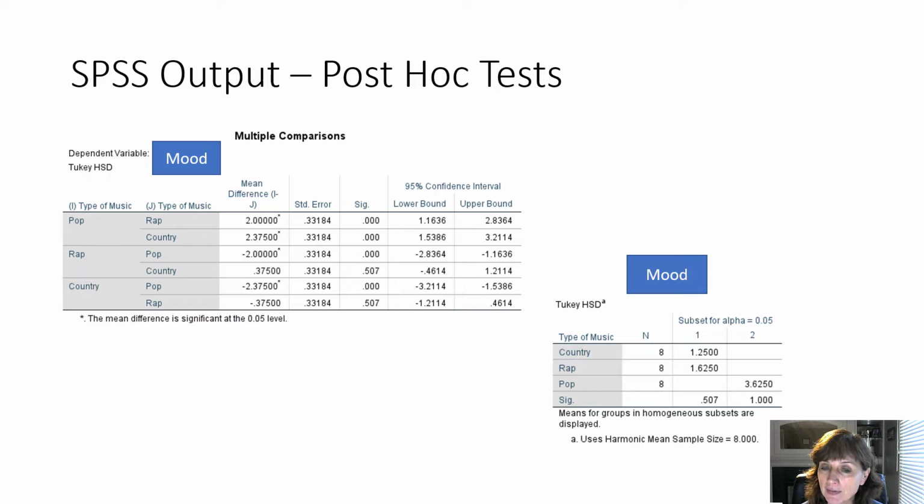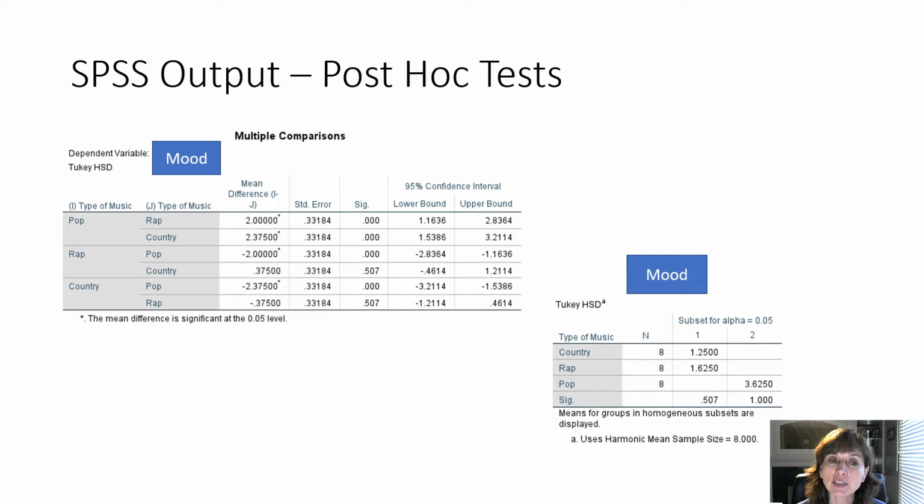So what this tells me is that country and rap do not differ from each other. It doesn't matter if people listen to country or rap, that had no difference in their mood. What seems to matter is pop music, that pop music seemed to improve mood compared to rap music and country music. So the pop music had an effect. It's statistically significantly different. That mean of 3.625 is statistically significantly different compared to the mean for country of 1.25 and compared to the mean of rap of 1.625. And country and rap don't differ from each other.